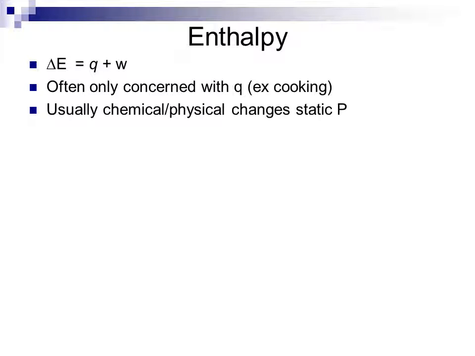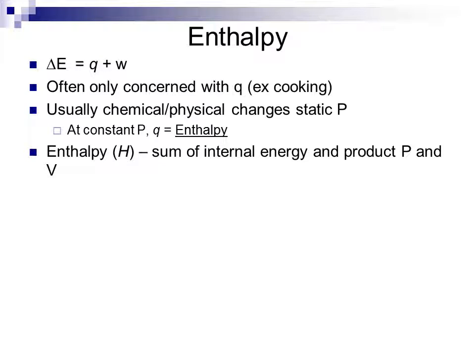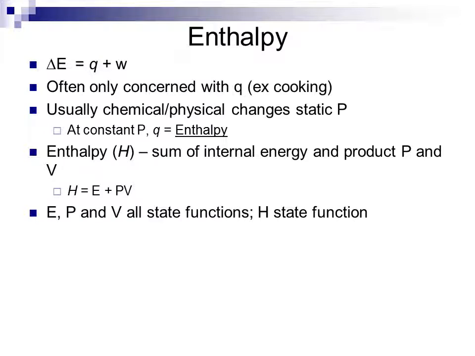Usually, chemical and physical changes occur with static pressure. That means that the pressure is constant. At constant pressure, the amount of heat that is produced by a process is referred to as its enthalpy. Enthalpy, which is abbreviated with a capital italicized H, is the sum of the internal energy and the product of the pressure and volume in the process. So enthalpy is internal energy plus pressure times volume. Internal energy, pressure, and volume are all three state functions, which means that enthalpy is also a state function.